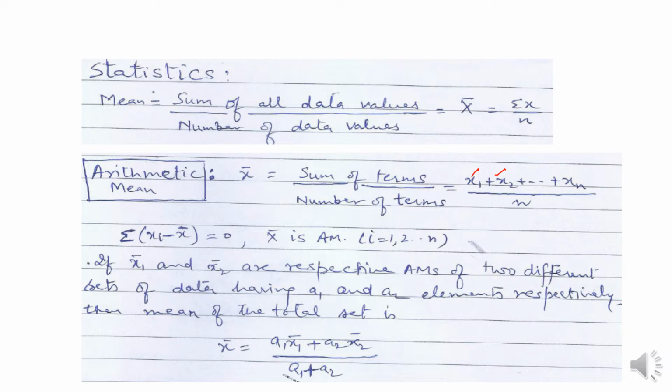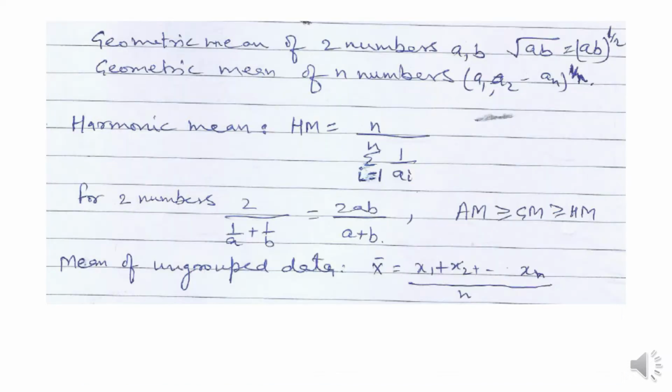So here what we did, we are having two different data sets, means marks in physics and marks in maths, and the first is having a1 elements. Marks in physics are a1, means number of students are a1, and marks in maths are a2. Then the mean of total is a1 x1 bar plus a2 x2 bar upon a1 plus a2. X1 bar is the mean of physics and x2 bar is the mean of maths.